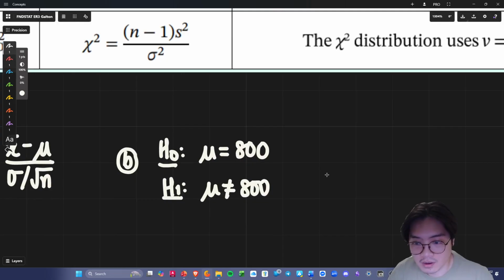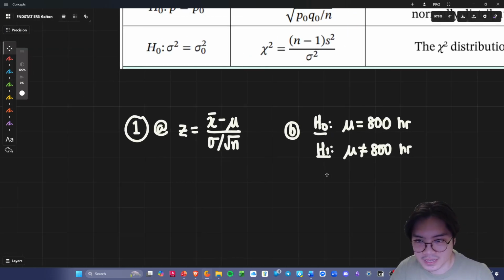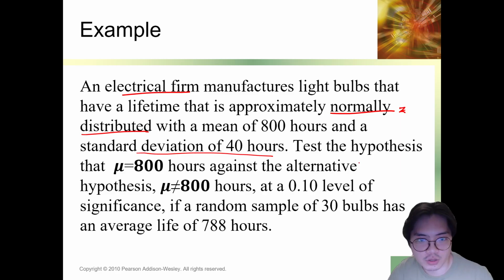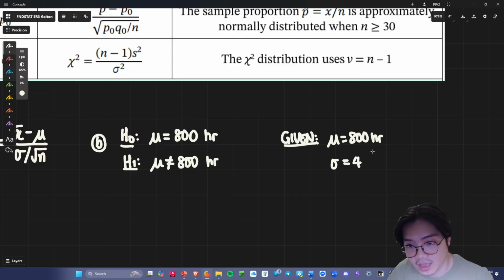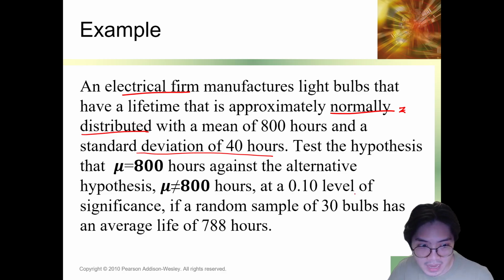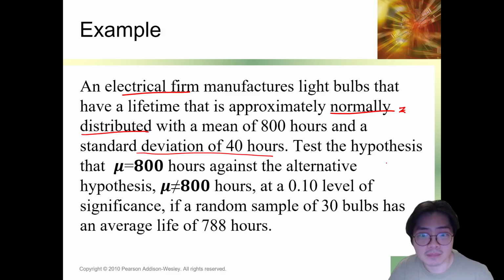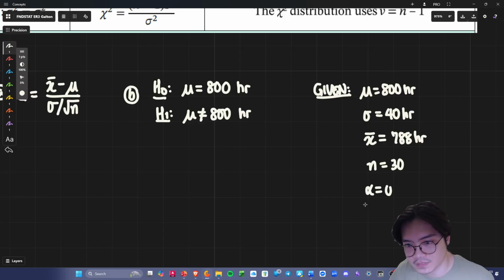If you guys are more particular, I would recommend putting the units in. And I suppose I should put here as well the givens. We'll have, of course, a mu of 800 hours, and a standard deviation of 40 hours. Then we have the current sample: a sample average life of 780 hours with a sample of 30 light bulbs. And of course, I should also write down in here the level of significance, which is 10%.